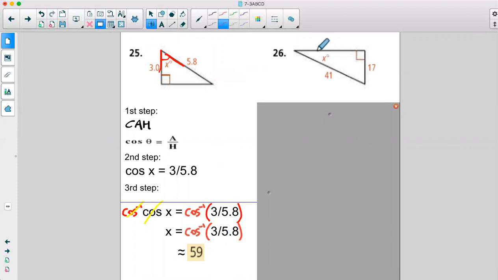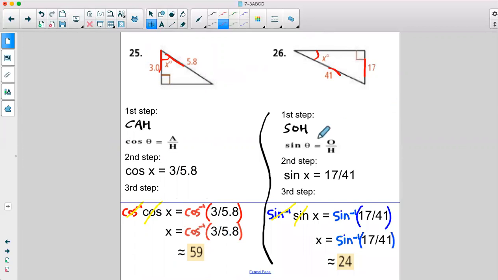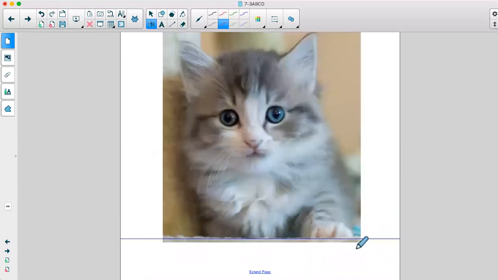How about over here? We've got an angle, an opposite leg, and the hypotenuse. In that case, it's sine. The sine of an angle equals the opposite leg over the hypotenuse. Set up our equation, take the inverse sine of both sides. Inverse sine undoes sine, x pops out, and we get 24 degrees. And so that does it for finding missing angles using trigonometry.